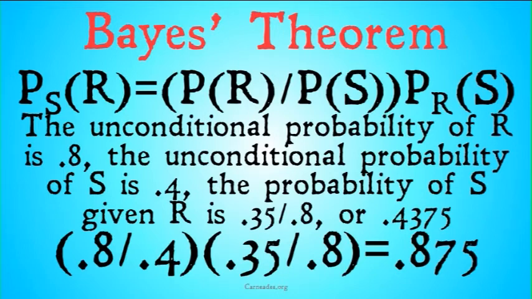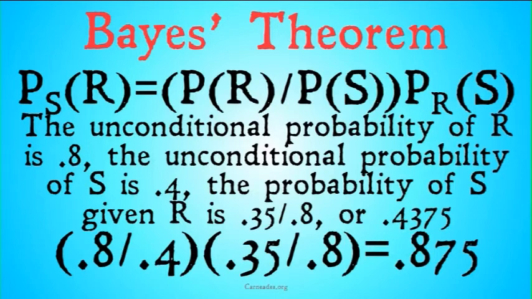The unconditional probability of R is 0.8. The unconditional probability of S is 0.4. And the probability of S given that R is 0.35 over 0.8, or 0.4375. If we work out the math, we get the probability of R given that S. But looking at the numbers, it should be clear that the 0.8 on top is going to cancel with the 0.8 on bottom, and we're just going to be left with 0.35 over 0.4, which was our original way of solving for the probability of R given that S.